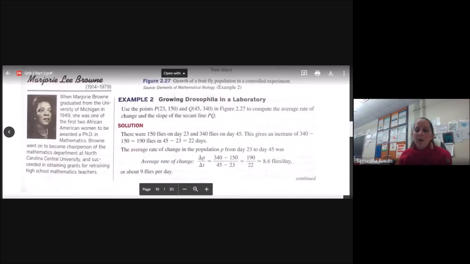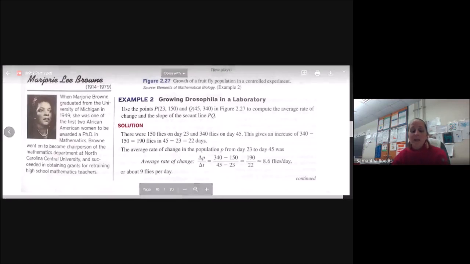I want to use the points P (23, 150) and Q (45, 340) in that figure to compute the average rate of change and the slope of the secant line PQ. There were 150 flies on day 23, that's what P means, and 340 flies on day 45, that's what Q means. This gives an increase of 340 minus 150, or 190 flies, in 45 minus 23 equals 22 days.